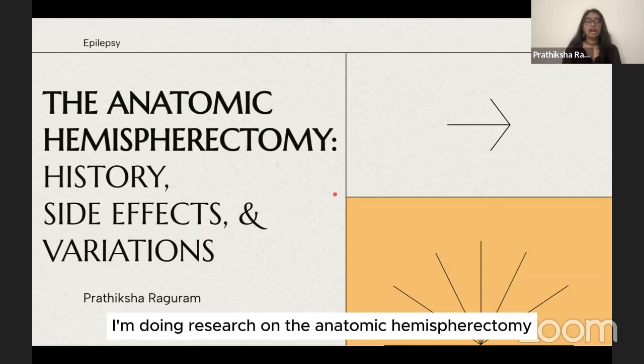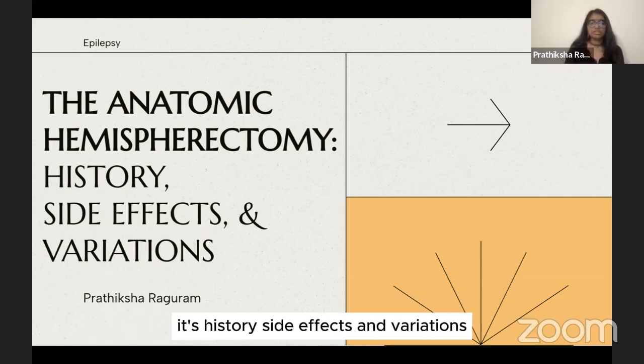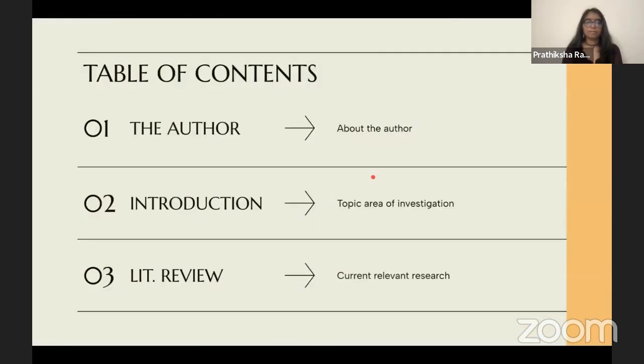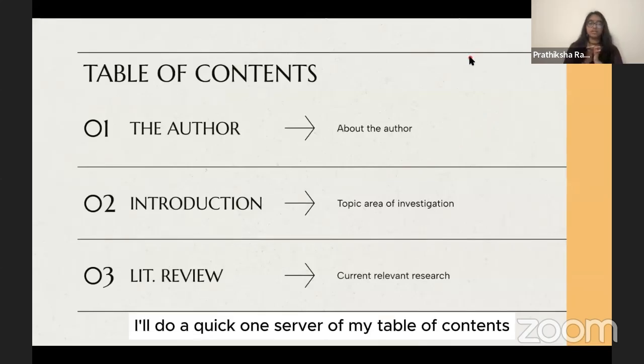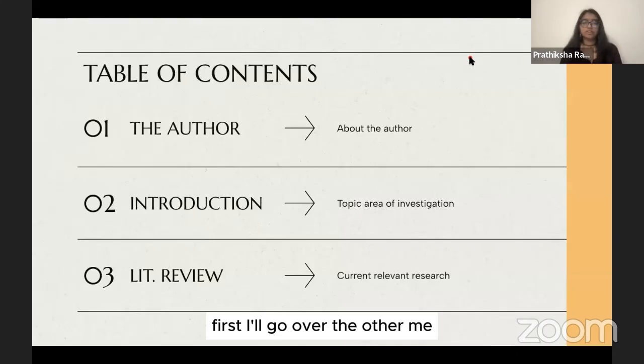Hi everyone, I'm doing research on the anatomic hemispherectomy, its history, side effects, and variations. So I'll do a quick once-over of my table of contents. First, I'll go over the author, me. I'll give you some details about myself.